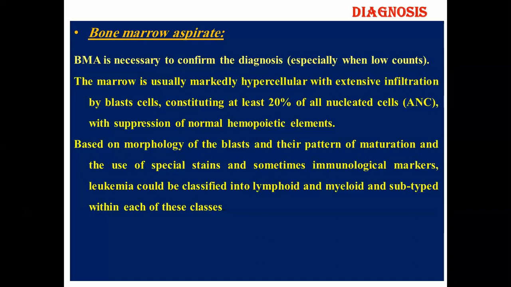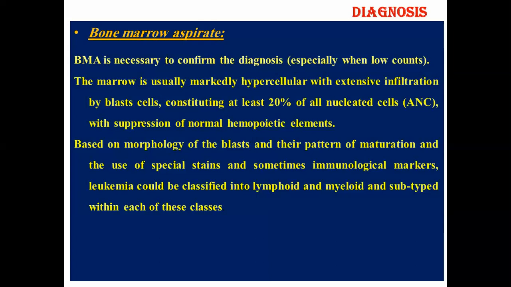such as periodic acid-Schiff stain, PAS. If I do it and it is positive, it means that it is lymphoid series. While if I do another stain, such as myeloperoxidase or Sudan black stain, this means that it is myeloid series, myeloid leukemia.